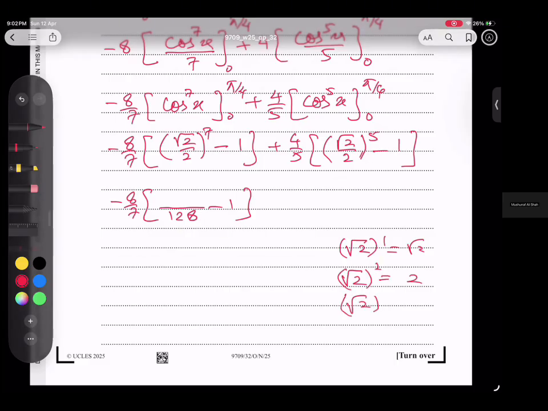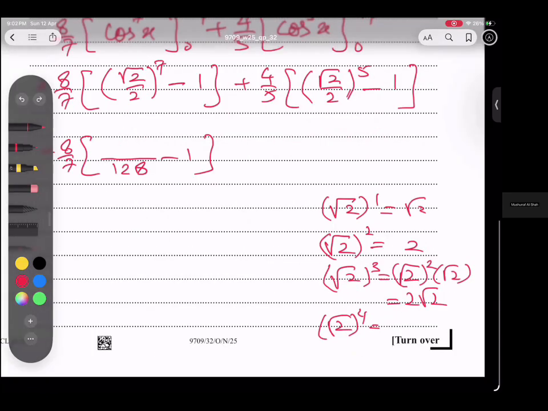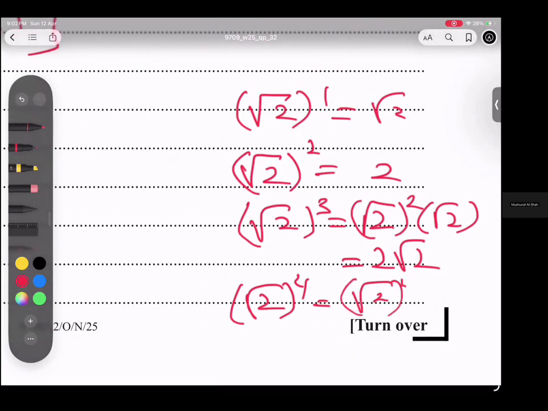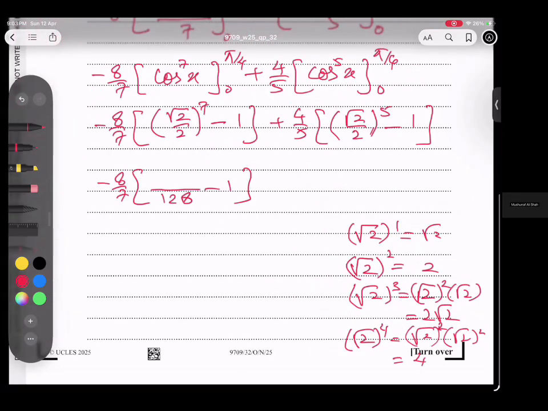Root 2 power 3 is giving you, basically we have two things: root 2 power 2 and 1 alone. So this gives you 2 root 2. Again, root 2 power 4: we get 2 squared, which is 2 to the 4. I hope you're understanding. In the same way we need the 7th power.